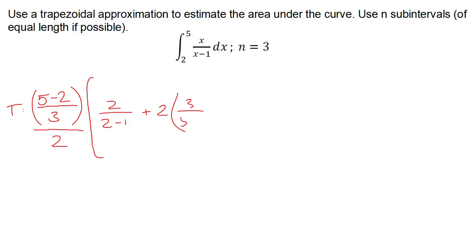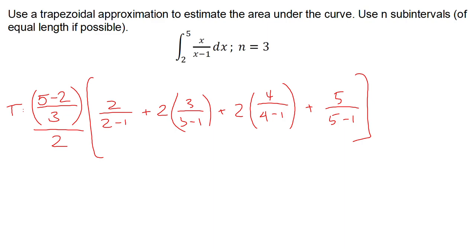So 3 over 3 minus 1. And then plus 2 times 4 over 4 minus 1. And then plus just 5 over 5 minus 1. And so out in the front, we just end up with 1/2. Right, so we've got 1/2 there.